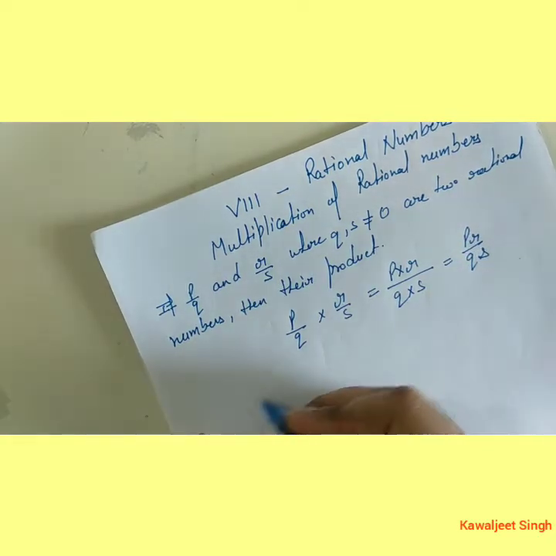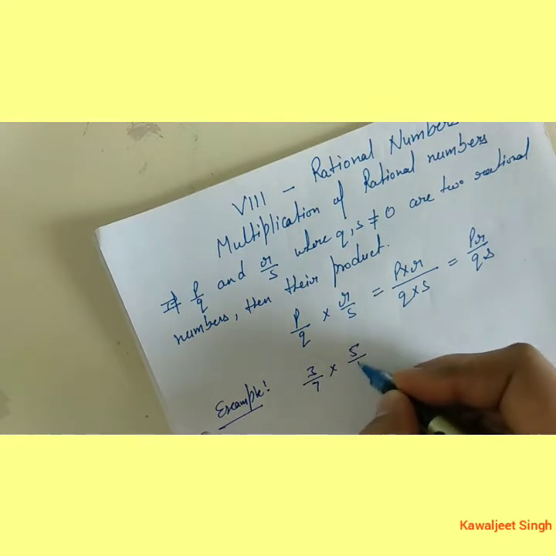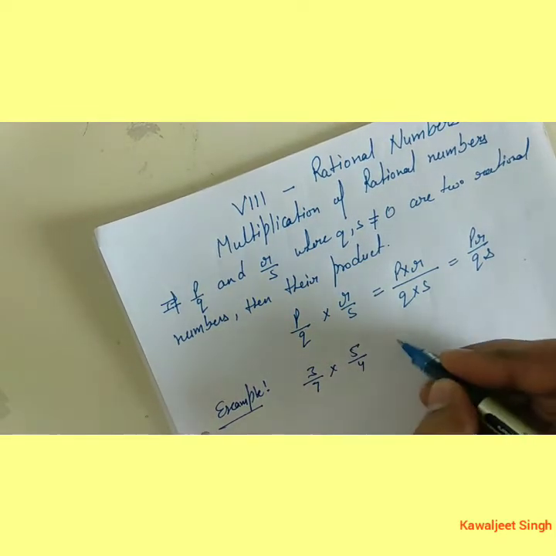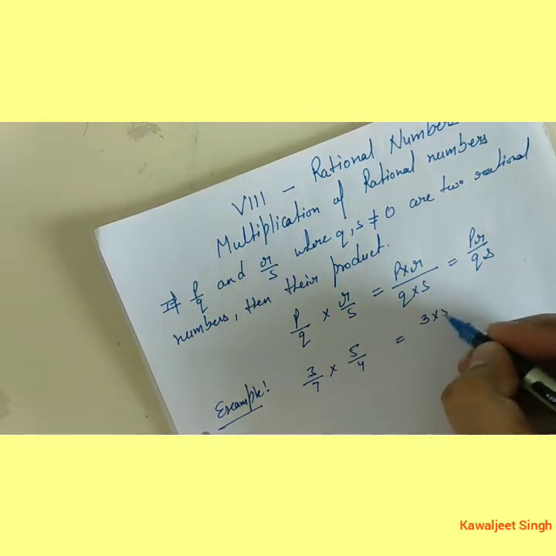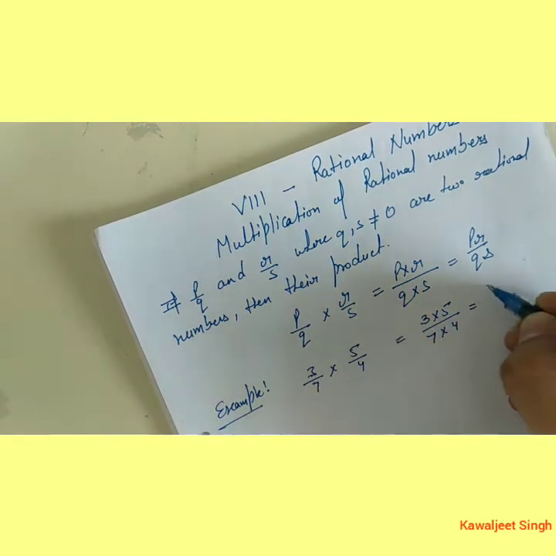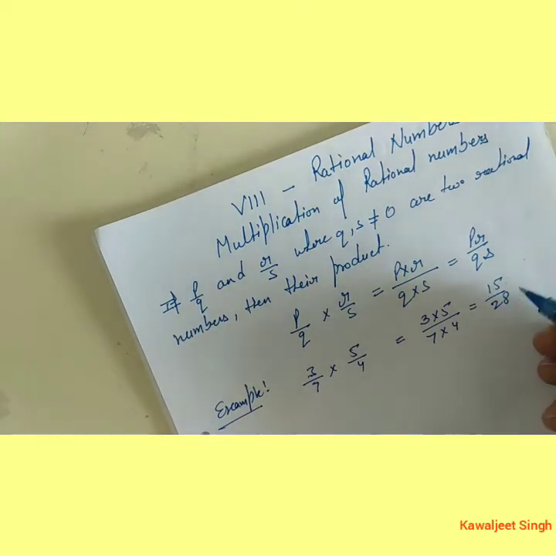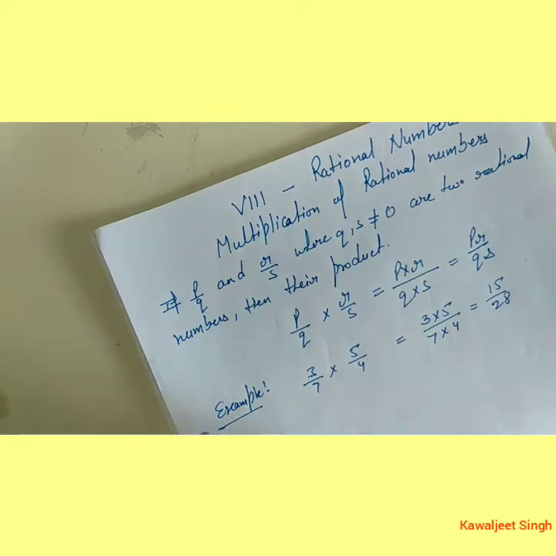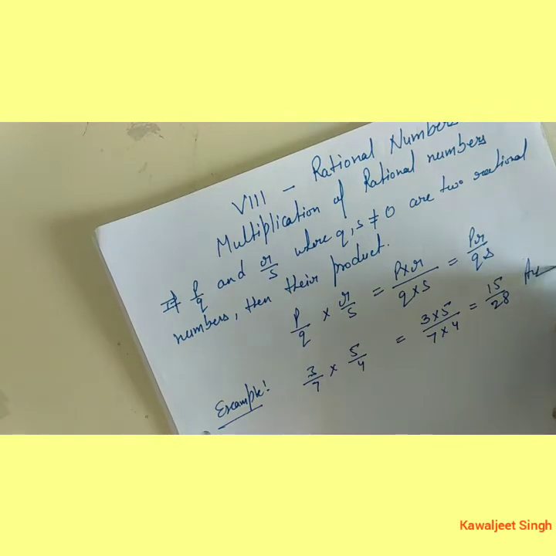For example, see here, suppose two rational numbers are given. It is 3 by 7 into 5 by 4. So how to multiply these? Both numerators multiply, product 3 into 5, over both denominators product 7 into 4. Now multiply it. 3 5s are 15, 7 4s are 28. Check here, is it possible to cancel both of these new numbers by any one table? If not possible, then this is our answer.